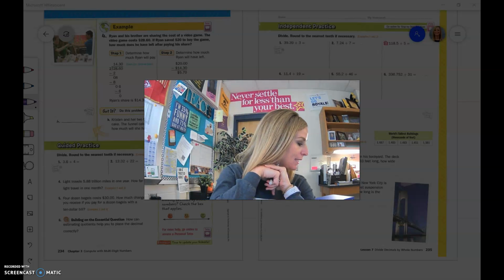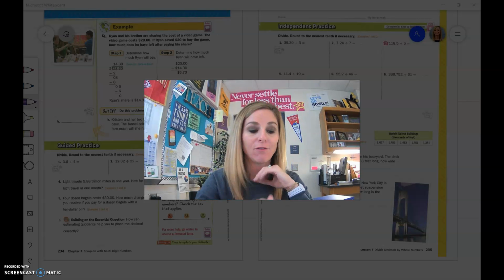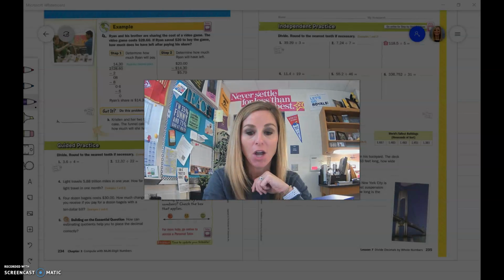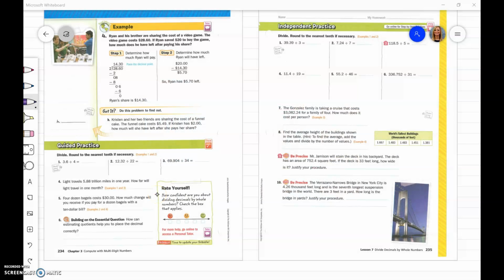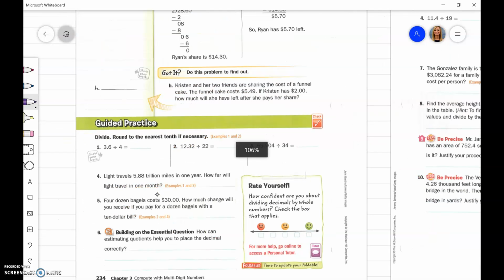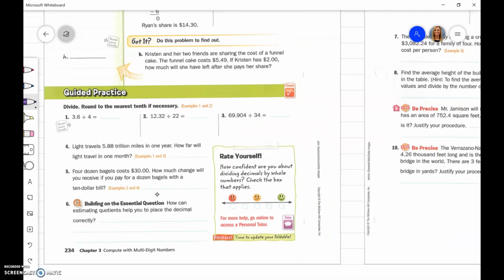So your book needs to be open to page 234. And we literally are going to be jumping right into practicing, okay? So here's the only thing that is going to be different. When you take a look on page 234, let me give you a second to make sure you get there. If not, hit pause and come back at it.